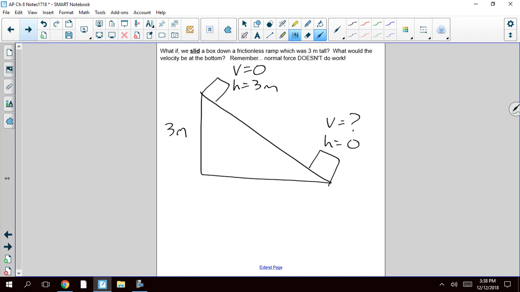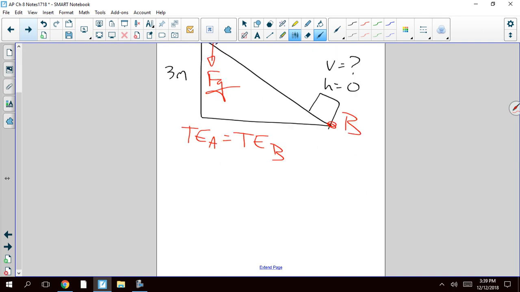So to solve this, we're going to recognize that we've got 2 points. We've got point A at the top of the hill, point B at the bottom of the hill. As the box slides, the only 2 forces are gravity, which is a conservative force, that will not change my total energy, and normal force, which is perpendicular to the motion. Okay, so this is a conservation of energy problem. So what we know is our total energy at point A has got to equal our total energy at point B. So that means that the GPE at point A plus the KE at point A has got to equal the GPE at point B plus the KE at point B.